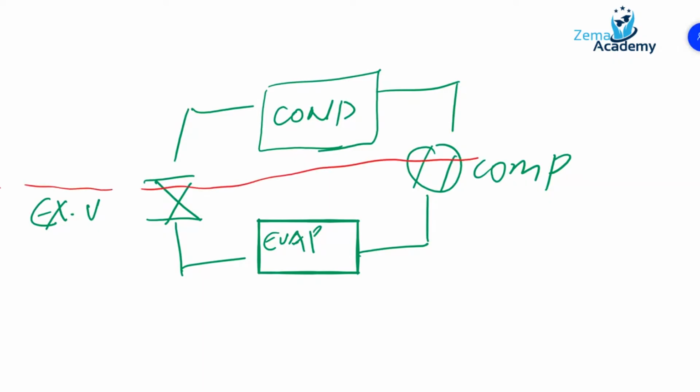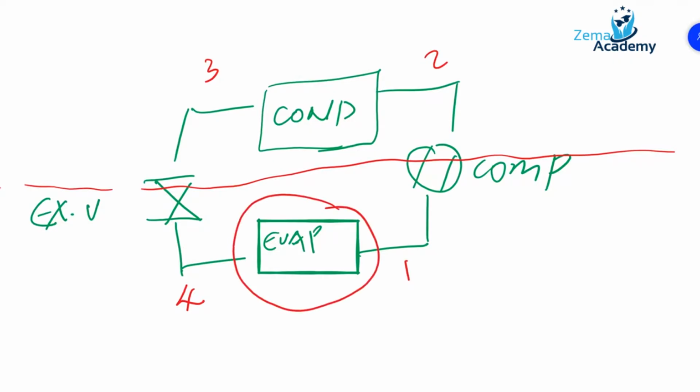If I divide the system into half, like this, I'll number the points as 1, 2, 3, and 4, so we'll know the different points across the circuit. I will start with the primary function of an evaporator. Depending on the source, let's start with air. It takes air, and inside the four components we have a refrigerant, which is constantly changing its phase from liquid to gas, gas to liquid.